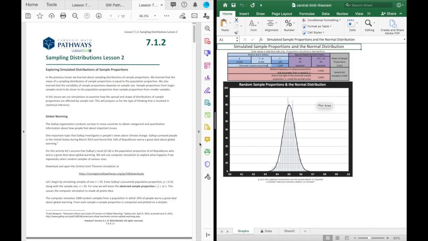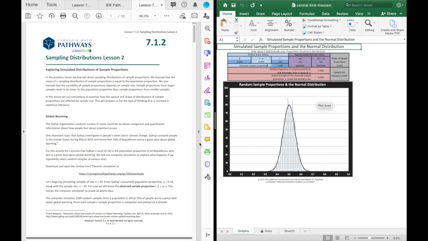We also learned that the variability of sample proportions depends on sample size. Sample proportions from larger samples tend to be closer to the population proportion than sample proportions from smaller samples. In this lesson, we use simulations to examine how the spread and shape of distributions of sample proportions are affected by sample size. This will prepare us for the type of thinking that is involved in statistical inference.